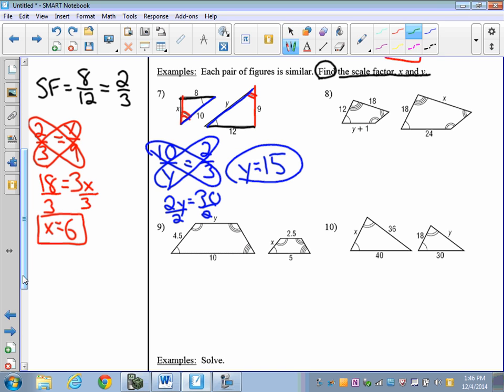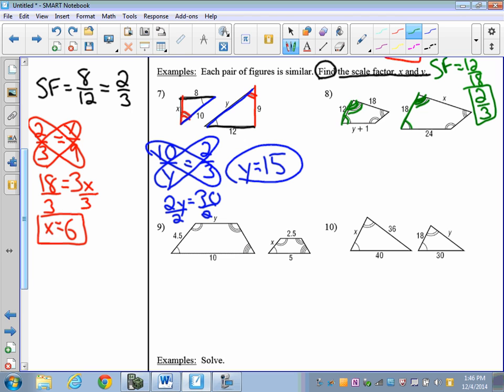I'll show you how to do number 9 also. So again, we're looking for the side that we have two known values for. That would be the side between one angle mark and 4 angle marks. So the scale factor is 12 over 18. When I reduce that, they're both divisible by 6. That's 2 to 3. That's the scale factor.